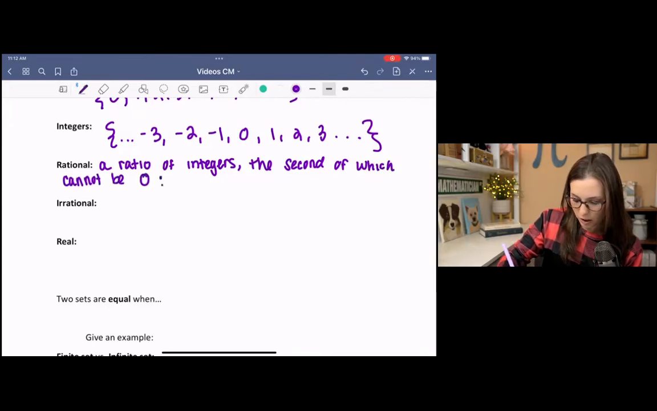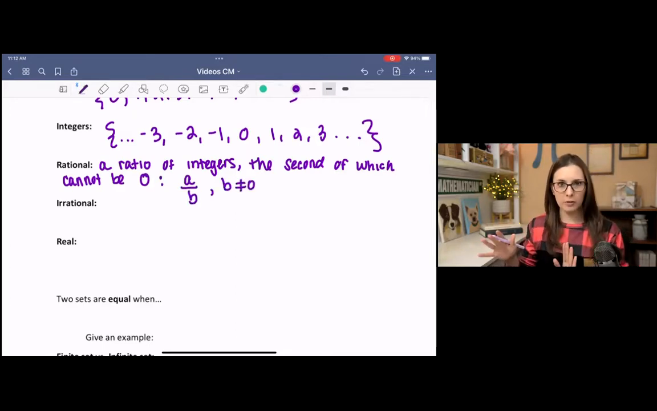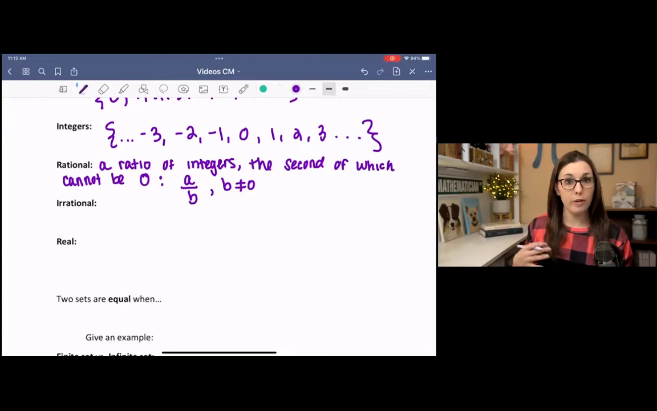So it's written as A over B, where B cannot be 0. That's the definition of it. So any number that can be converted to a fraction is considered rational. So 0.5 would be 5/10, which is a half, or 0.3 repeated is 1/3, or 2. 2 can be written as a fraction as 2 over 1 or 4 over 2.